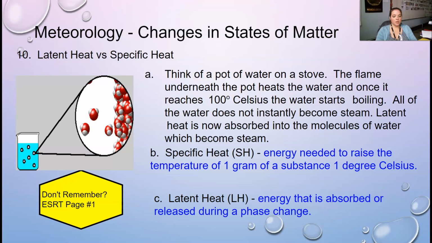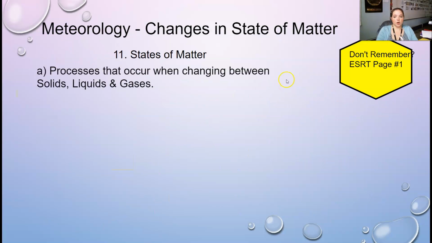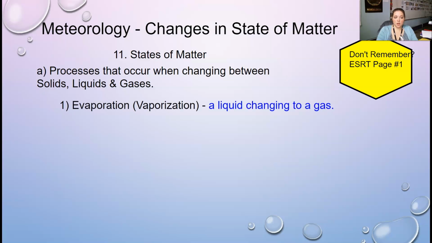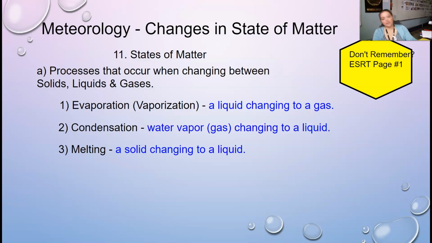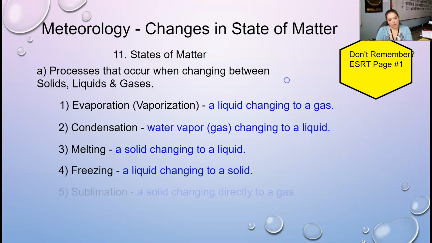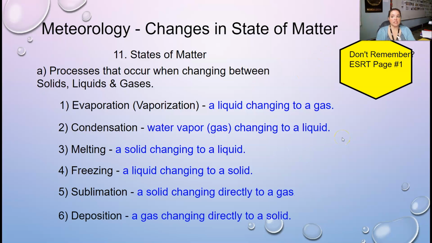Yep. Page 1. So states of matter: processes that occur when changing between liquids, solids, and gases. You've got evaporation or vaporization. Those flip depending on if you're heating or cooling. It's a liquid to a gas or a gas to a liquid. Condensation. That's water vapor, a gas, changing to a liquid. Melting is solid to a liquid. Freezing, liquid to a solid. Sublimation, this is my favorite one, with deposition involved. Sublimation is the solid going directly to a gas. Think of dry ice. And then deposition is the opposite.